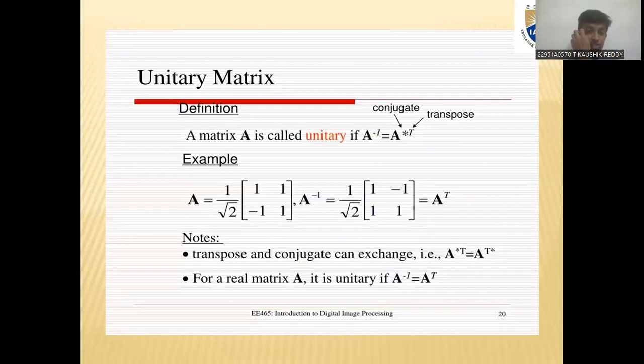So the unitary matrix definition: a matrix A is called unitary if A inverse is equal to A conjugate transpose. Here star is conjugate and T is transpose. The conjugate transpose of a square matrix being equal to its inverse is nothing but a unitary matrix. For example, A is equal to 1 by root 2 into the matrix [1, 1; minus 1, 1]. So A inverse is equal to 1 by root 2 into [1, minus 1; 1, 1], which is equal to A transpose. Note that transpose and conjugate can be exchanged, that is, A star T is equal to A T star, where star is conjugate and T is transpose. For a real matrix A, it is unitary if A inverse is equal to A transpose.